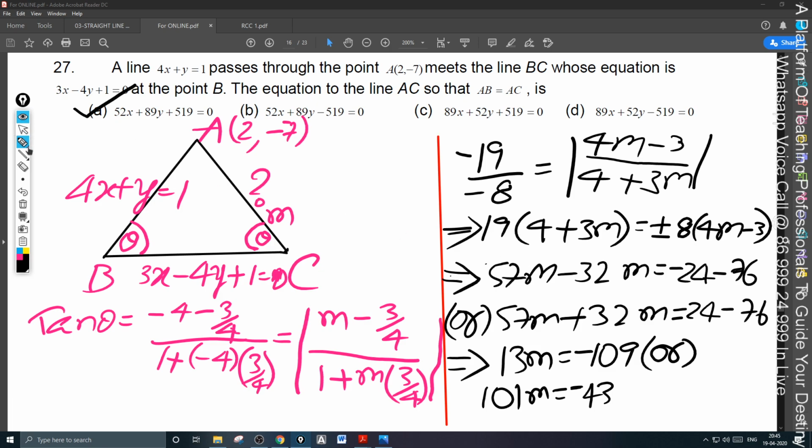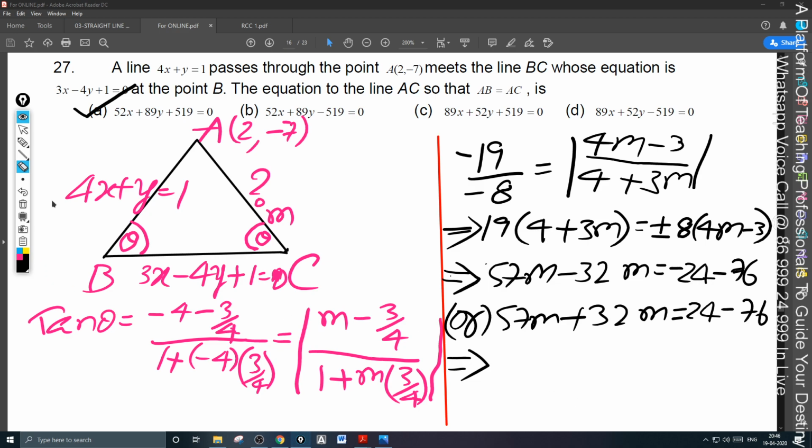So your answer should be the second one according to the options. Two answers can be given. If it is an advanced question, then you may get two answers. So here it is 89m and it is 52. It is minus 52 by 89 and hence your answer is this one, 52x plus 89y plus 519.